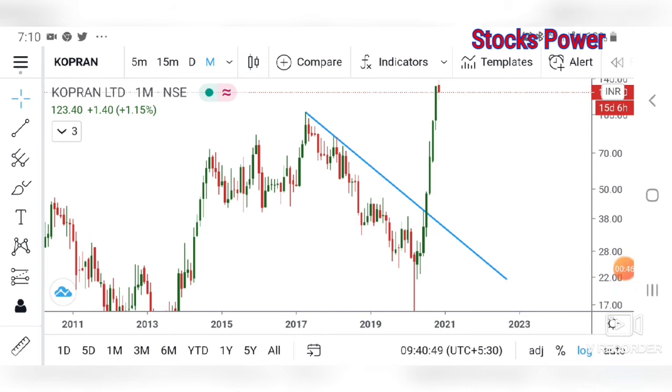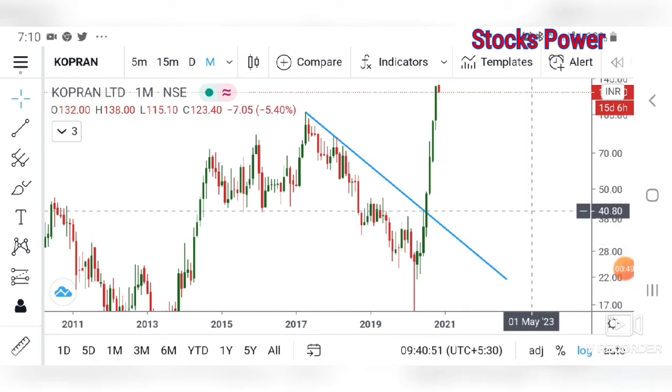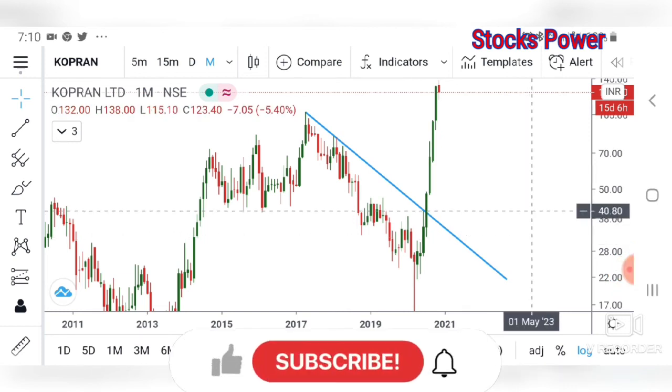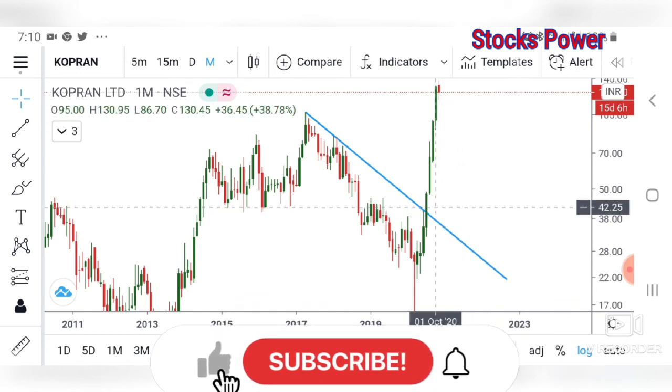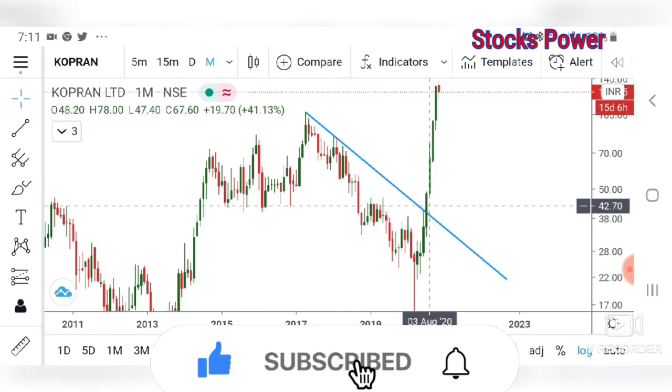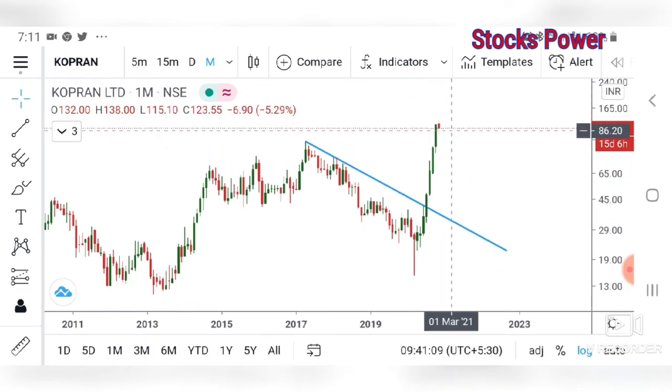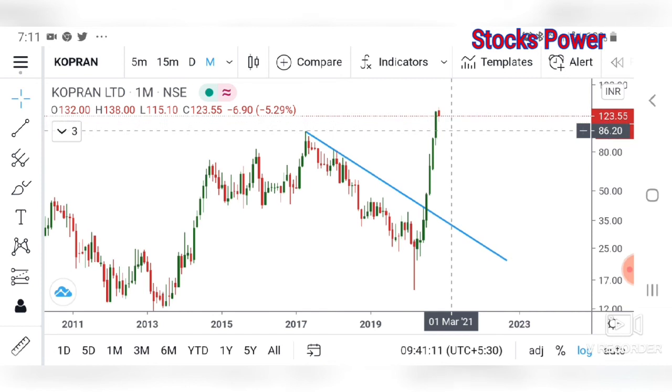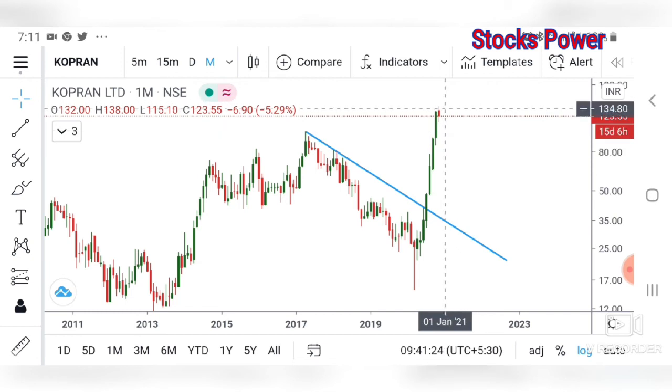So Copron Limited gave breakout for short term at 40 rupees. Okay, it was at 40 rupees at that time it gave breakout. See at which month it gave breakout. In July. It gave breakout in July 2020 at 40 rupees. Now it is trading at 123.55 rupees. So it gave almost 100 rupees in 2 to 3 months. This stock we can call a multi-bagger stock, and this is a multi-bagger stock. So it gave how much, 2 to 3 times return.